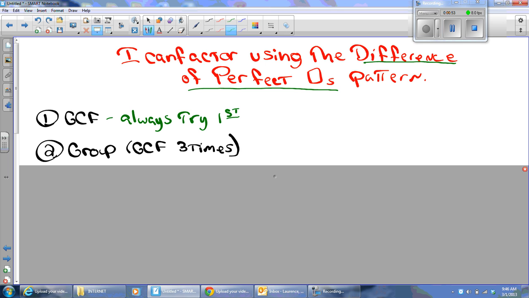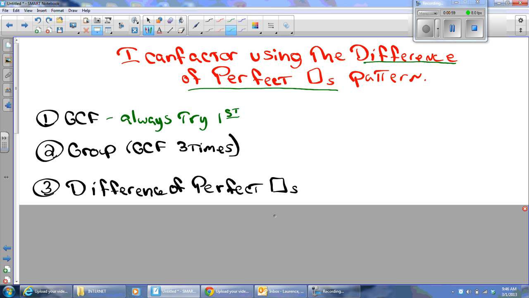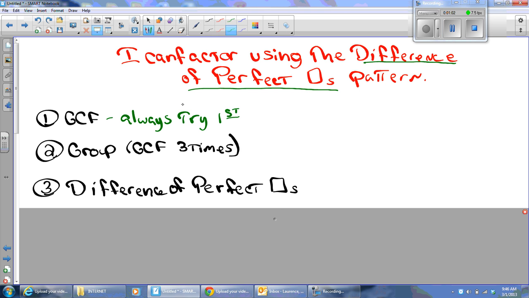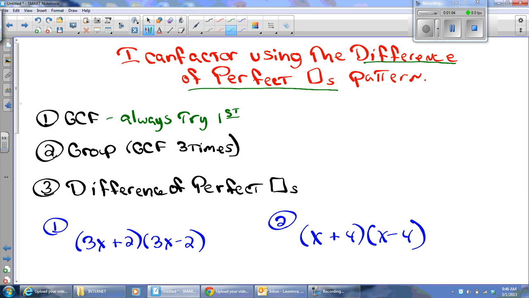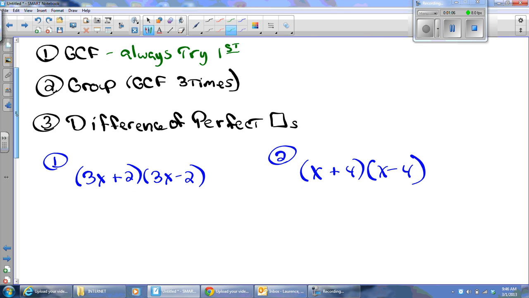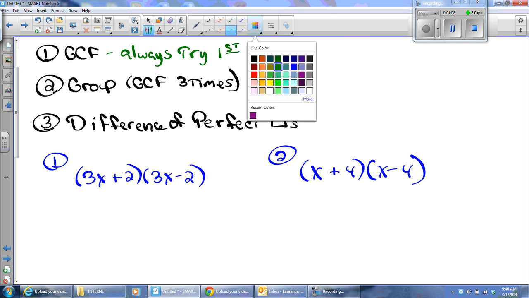Then we know how to group, and grouping is using the GCF because it's just GCFing 3 times. Okay, but today we're going to learn the difference of perfect squares. But remember, we're always going to try to GCF first. So before we actually do a couple, let's come down here, and I think I will feel like writing in purple today. There we go.